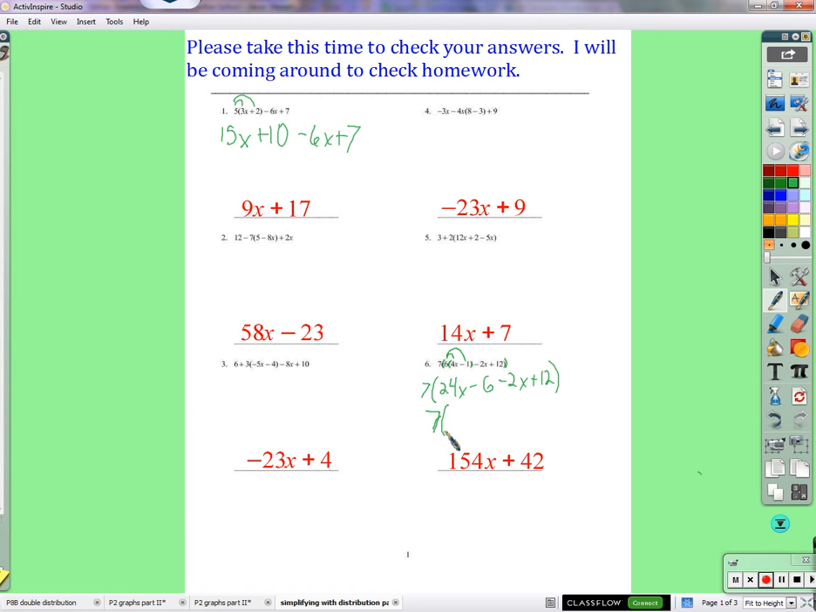I'm going to put 7 out here because what I can do inside the parentheses, I don't have to do it this way, but it's pretty natural, I think. 24x minus 2x, those x terms together, right? Robert? Negative 6 plus 12? Positive 6.